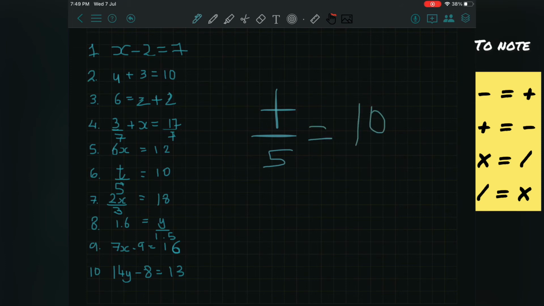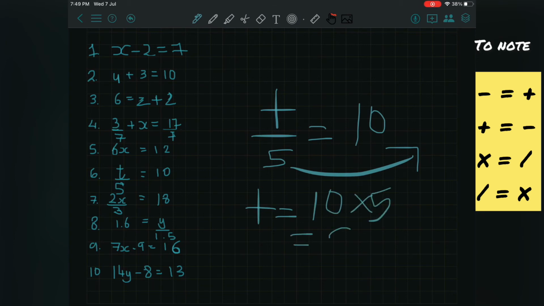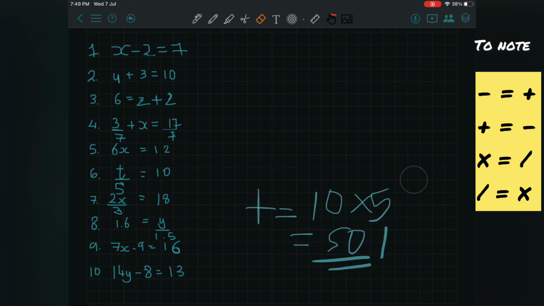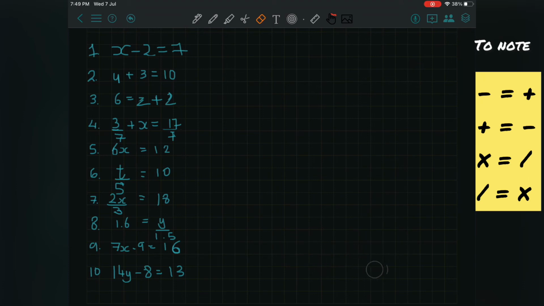The next question is t/5 equals 10. Here, the variable is the numerator and 5 is the coefficient because it divides the variable. So, t is equal to 10 into 5, which is 50. There's our answer.